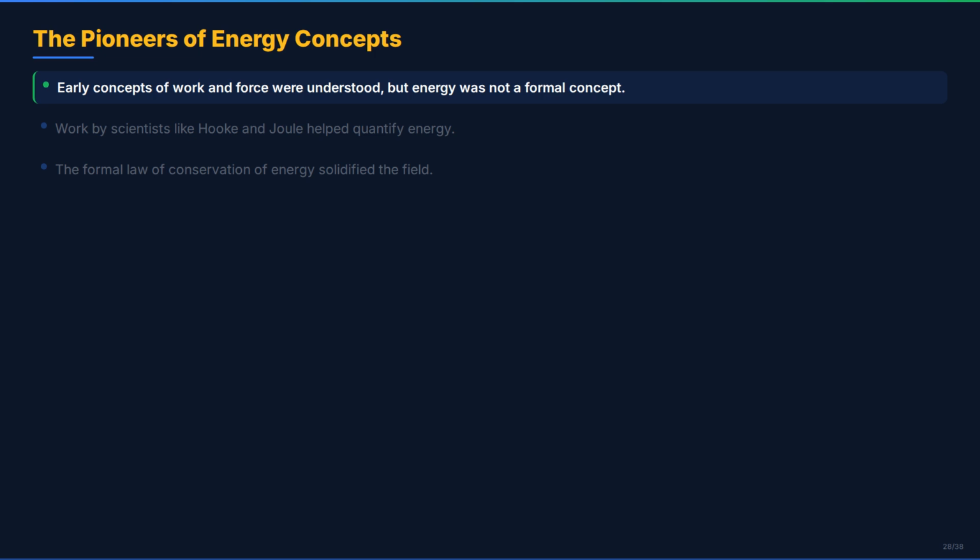Later, scientists like James Prescott Joule performed meticulous experiments that definitively connected work done by heat, friction, to mechanical work. This helped solidify the realization that energy is a conserved property. It changes form, but it never disappears. This historical understanding moved physics from simply describing forces to understanding the fundamental accounting of energy.